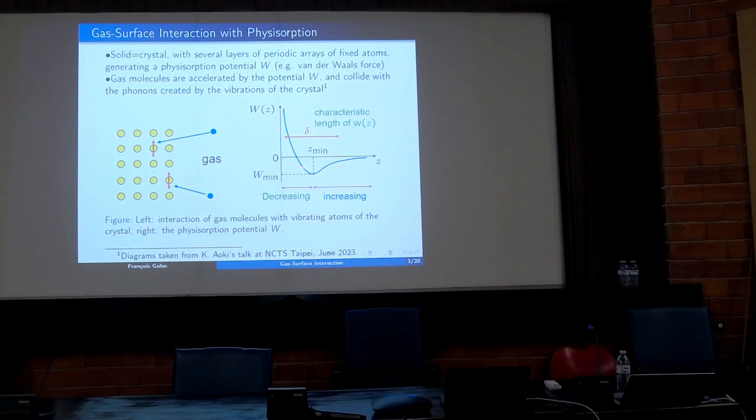Here is a typical picture of W, where you have some decreasing and convex part of the potential. For all practical purposes, you can think of a Lennard-Jones potential, right? Where you have something that is attracting, and repulsive near the core. Now gas molecules are going to be accelerated by this potential, and they will interact with the phonons created by the vibration of the crystal, and you can model that through some collision integral. If you don't want to go into wave functions and things like that, a collisional model with the phonons will do. But it's really essential to think of the geometry of this potential.